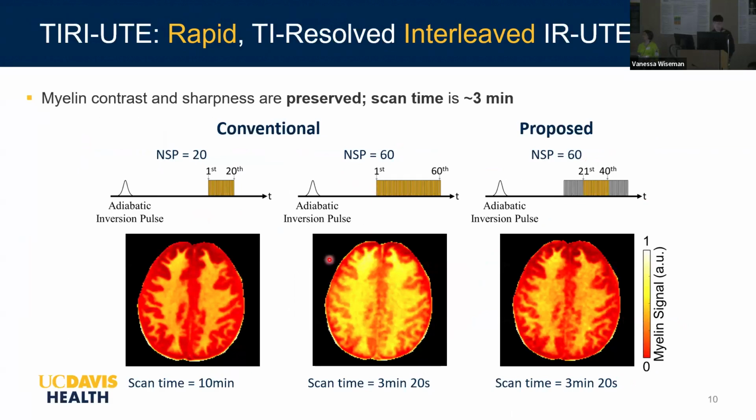As you can see, the left and middle images are acquired with conventional IR-UTE using NSP 20 and 60. The right image is acquired with the proposed method. Although it reduces scan time, the middle image is overestimated compared to NSP 20. However, the proposed method showed a similar result compared to NSP 20.